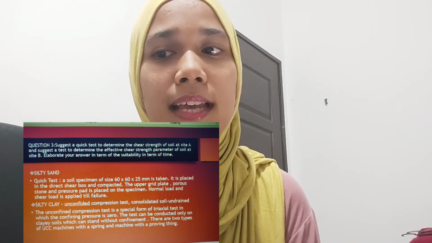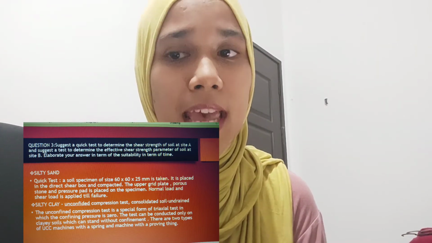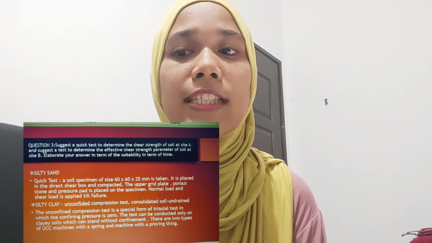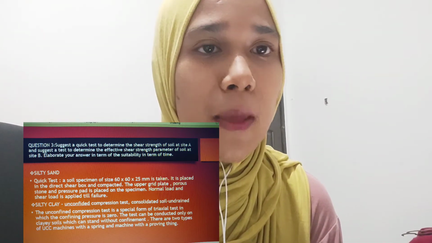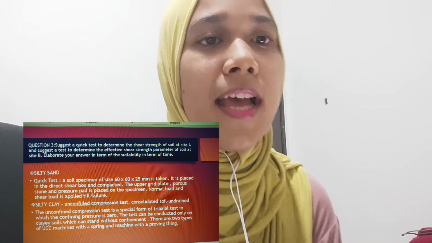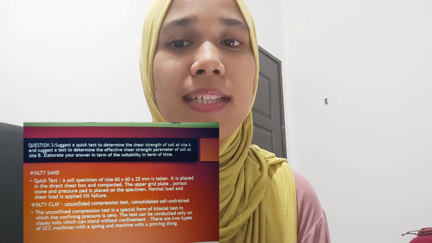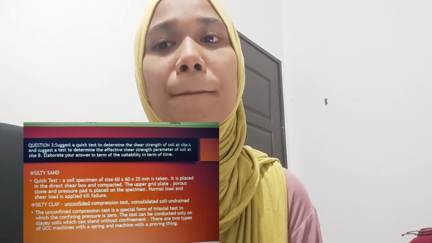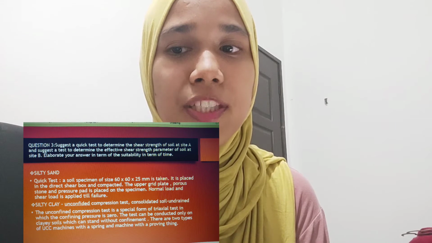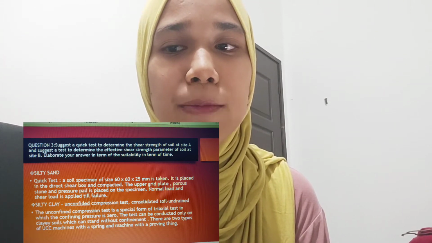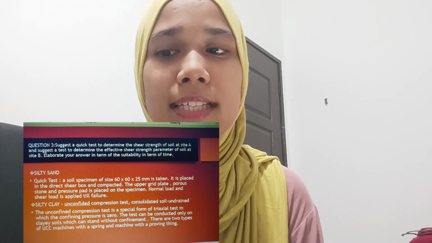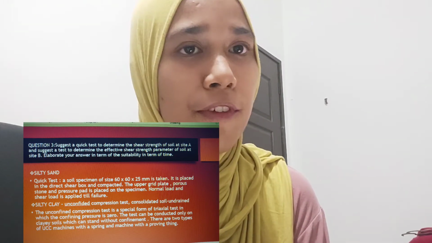Second, for the silty sand, which is Site B, a soil specimen of size 60 by 60 by 25 mm is taken. It is placed in the direct shear box and compacted. The upper grid plate, porous stone and pressure pad are placed on the specimen. Normal load and shear load are applied till failure.